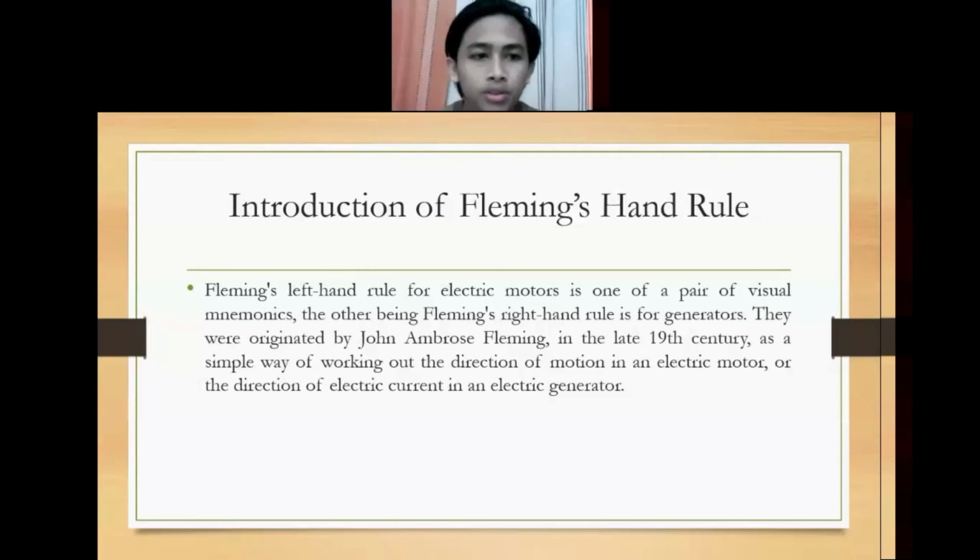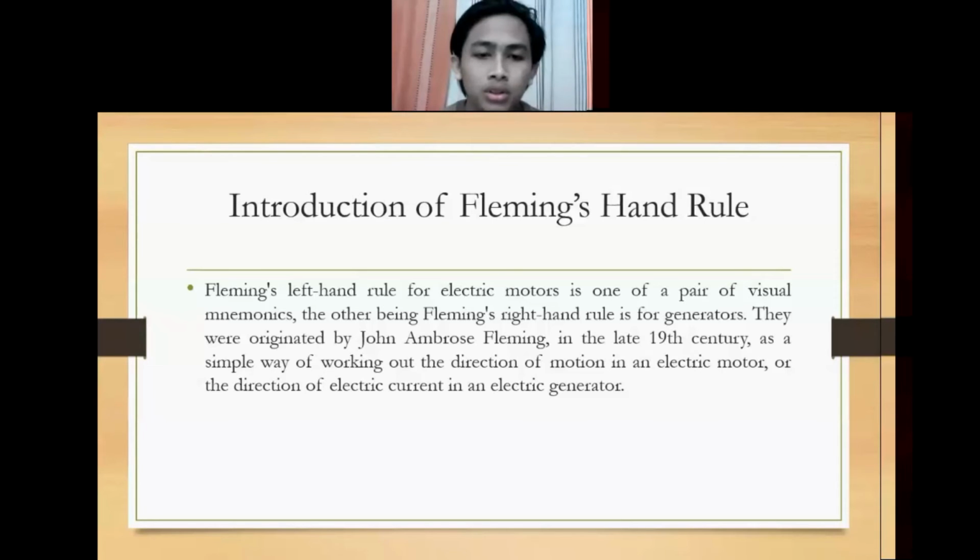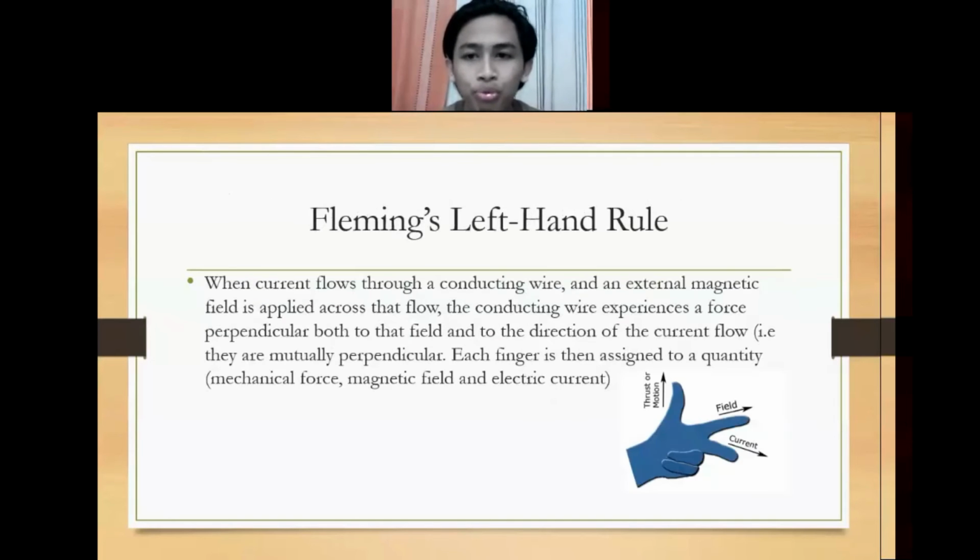It is one of a pair of visual mnemonics, the other being Fleming right-hand rule, which is used for generators. They were originated by John Ambrose Fleming in the late 19th century as a simple way of working out the direction of motion in an electric motor or the direction of electric current in an electric generator.